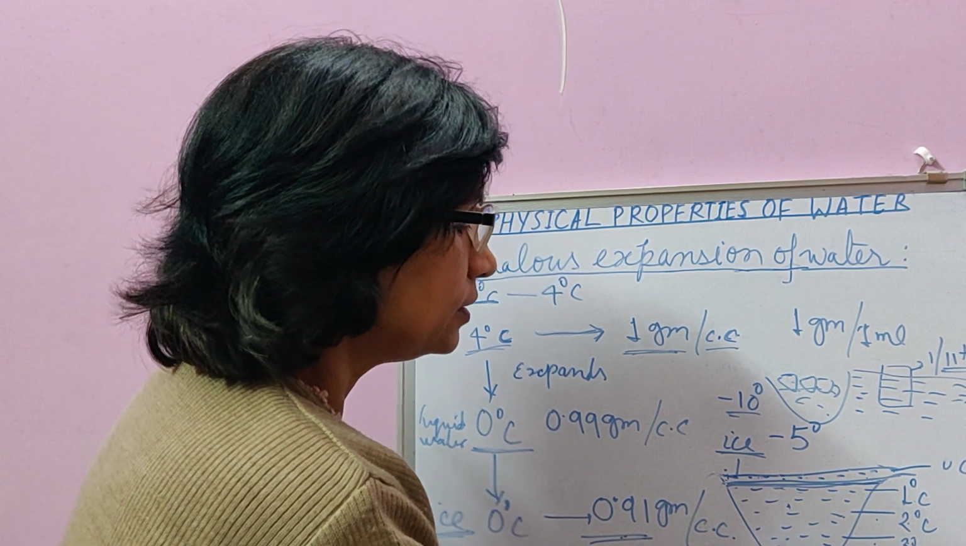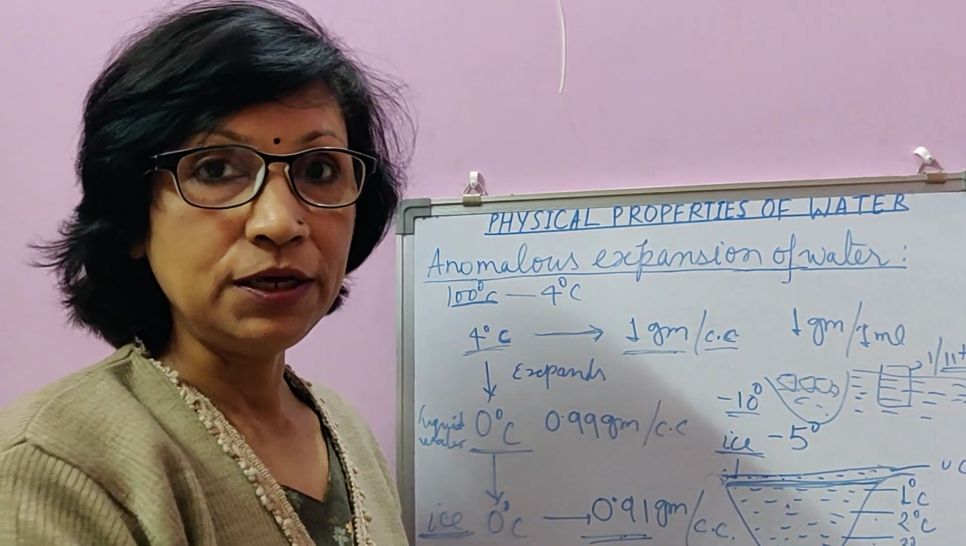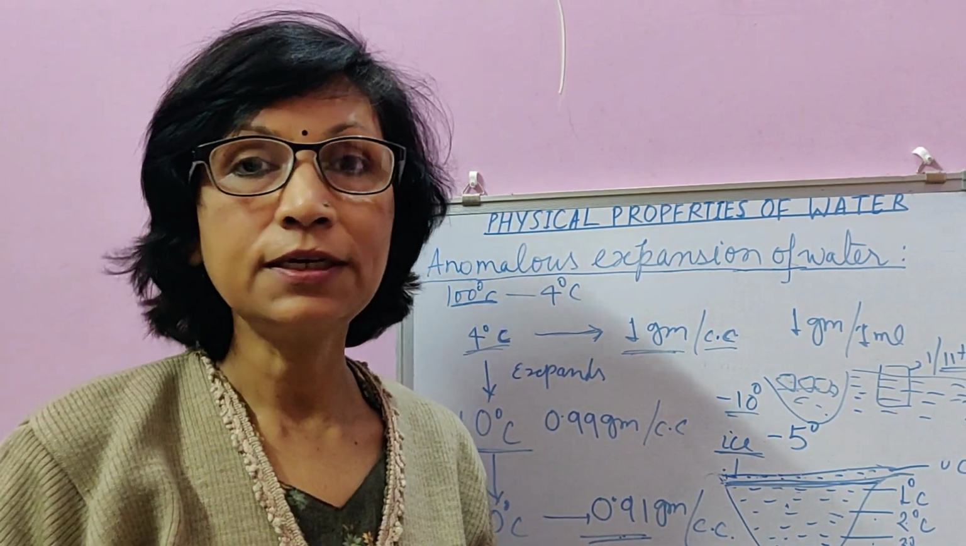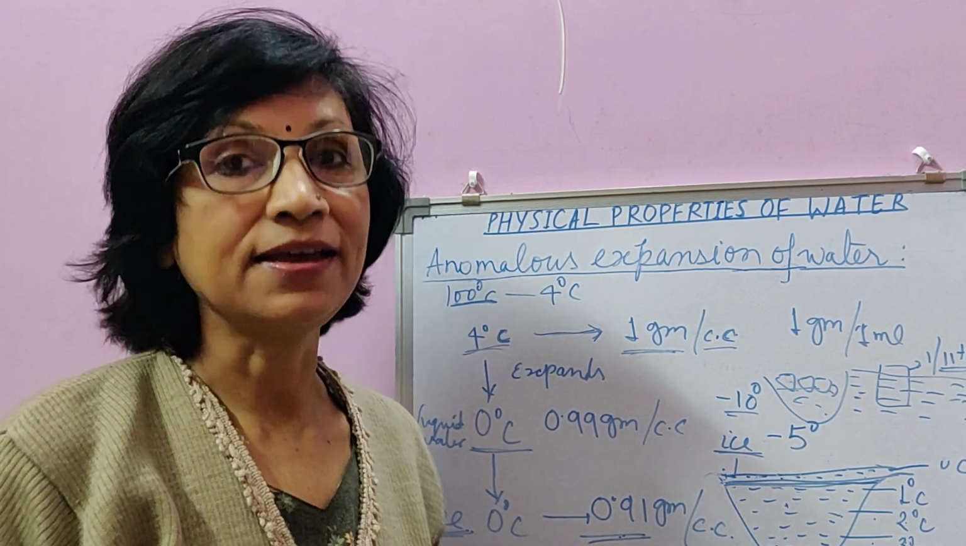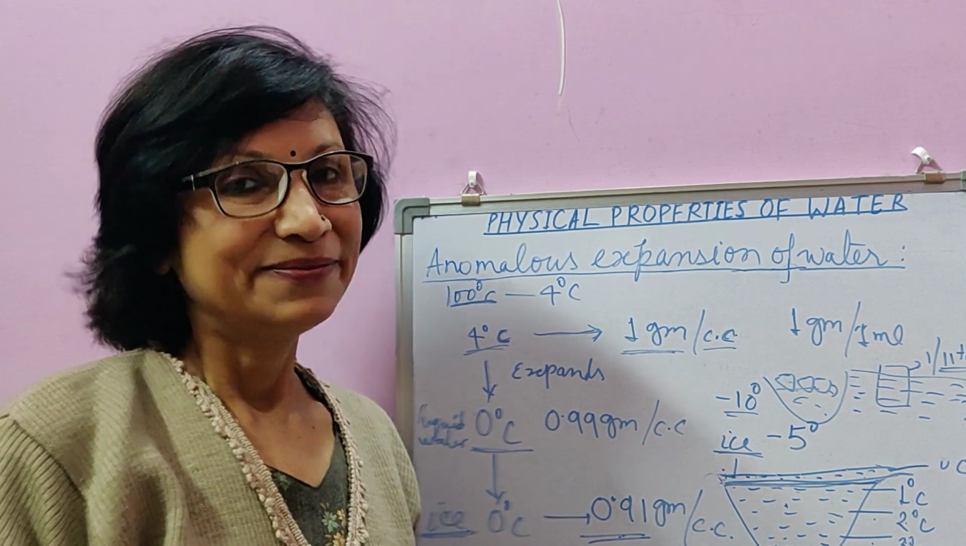So at this 4 degrees Celsius, fish and other aquatic animals can stay and breathe in the liquid water. If the entire water gets frozen, then they cannot breathe by the oxygen present in ice. So they will not be able to survive. That's all.